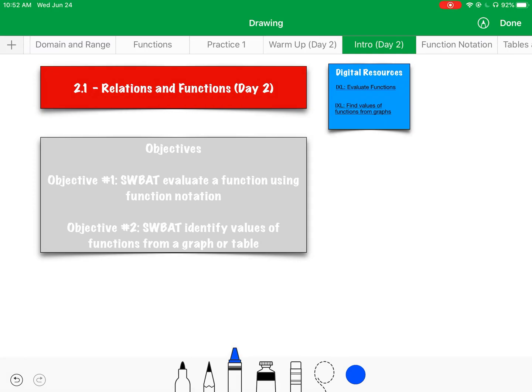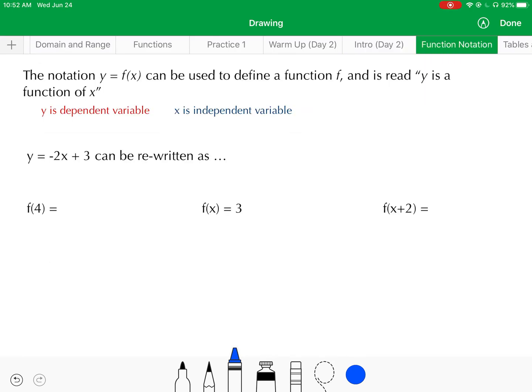All right, a few more objectives in section 2.1. This video is going to cover being able to evaluate a function using function notation, as well as being able to identify values of functions from a graph or from a table. Okay. Now, function notation, you've probably seen it in the past. It's a way of identifying an equation that represents a function.